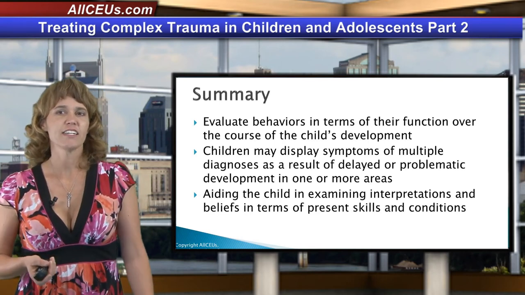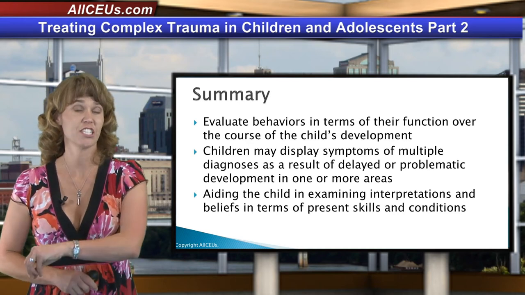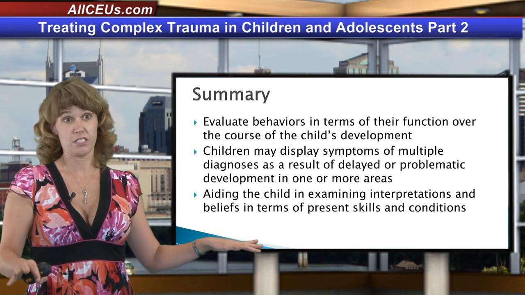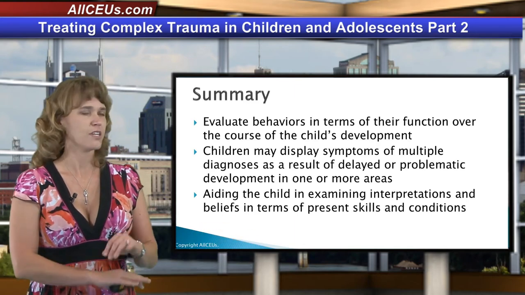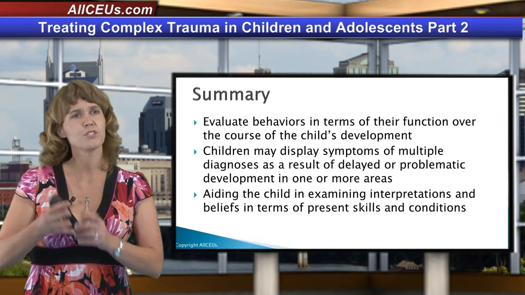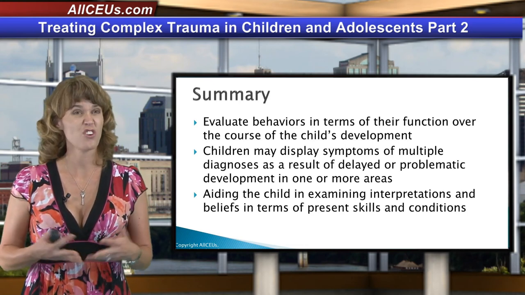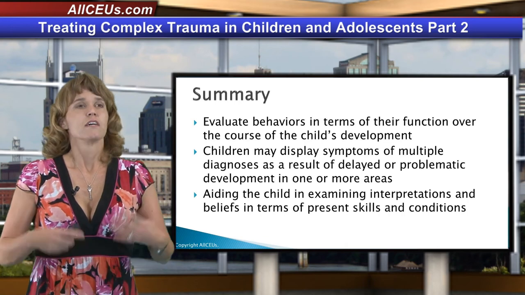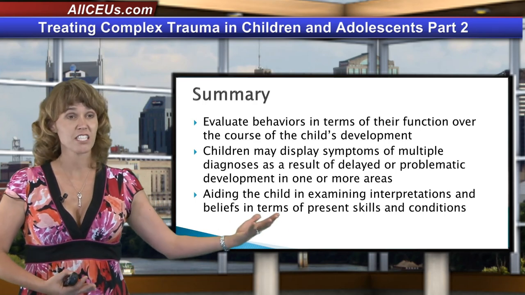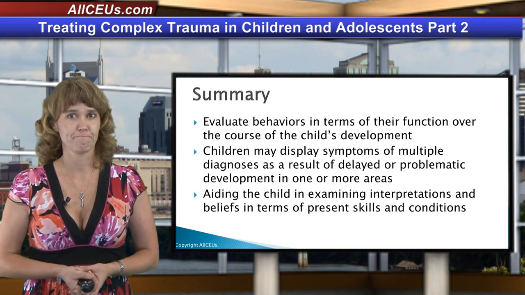And we want to aid the child in examining interpretations and beliefs in terms of present skills and conditions. Yes, when you were 5, you had no other choice. You didn't have the words to use. You didn't have this, that, and the other. You are 15 now. What can you do differently? Because you're bigger and stronger and have more power, and you know more. Help the child understand that this was functional. It helped you survive until now. But it's not working for you anymore. So what could we do differently?